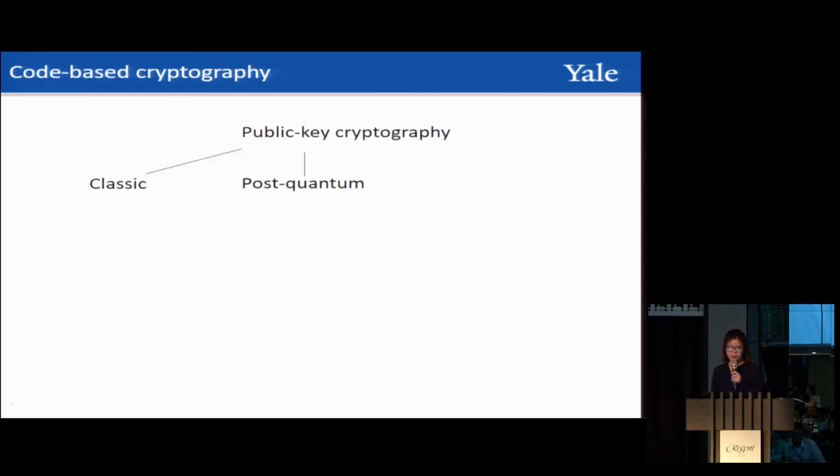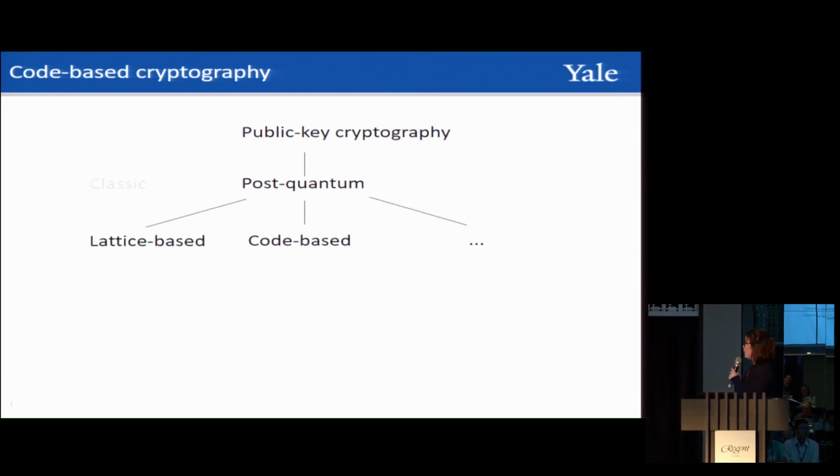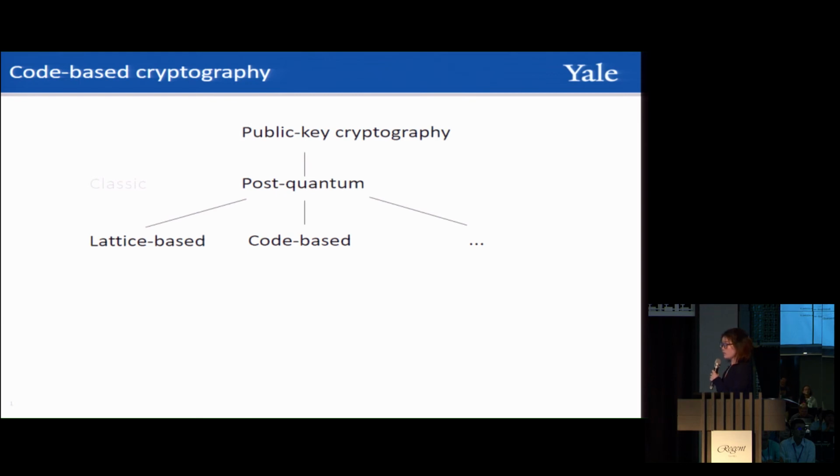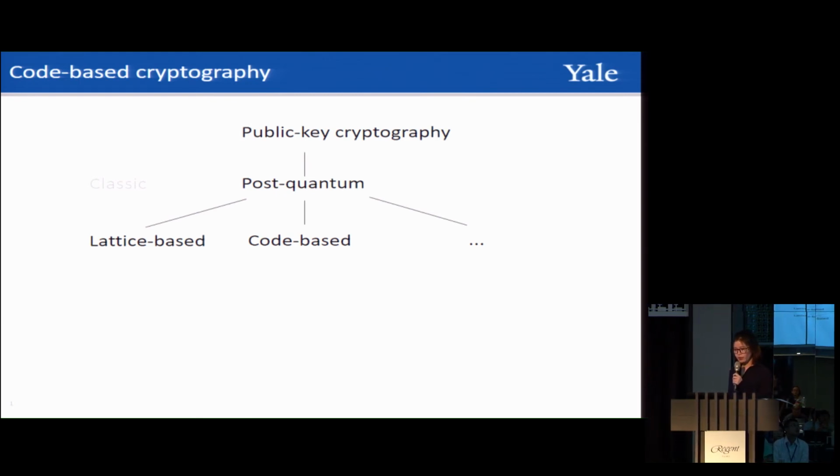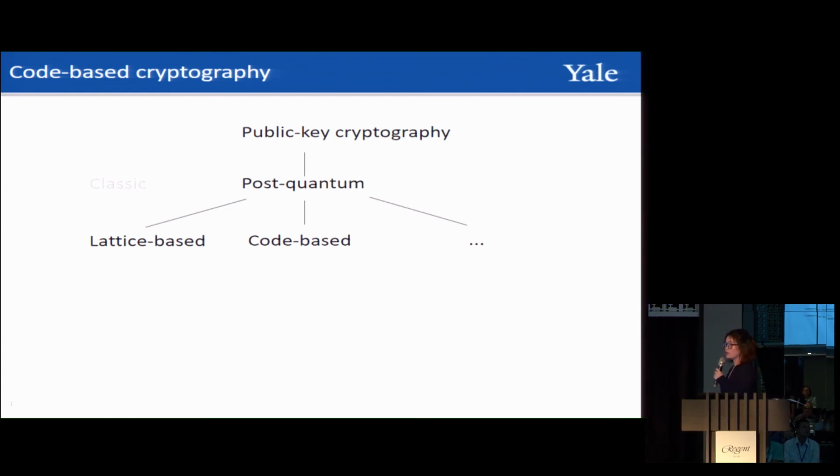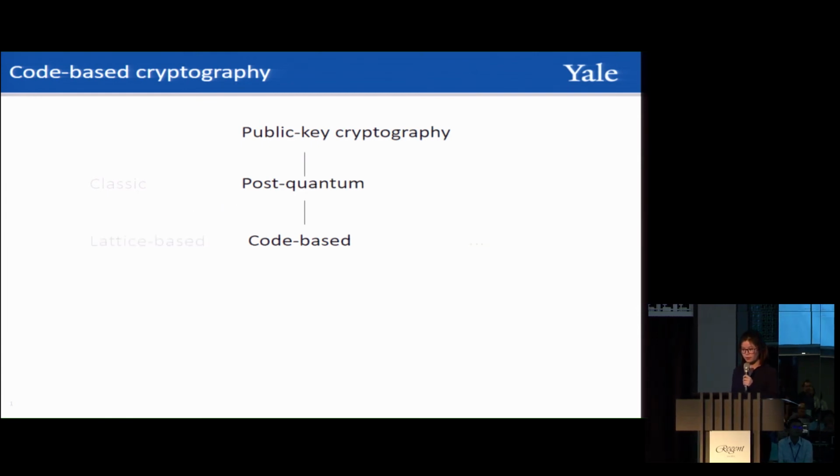Just a brief background on code-based cryptography. Due to the arrival of big enough quantum computers, cryptography can nowadays be divided into two classes: the classic cryptography we're using today, and post-quantum cryptography. For public key encryption, we have a few candidates. Among them, lattice-based and code-based are the most popular ones. We picked code-based for our implementation because it's the most confidence-inspiring scheme.